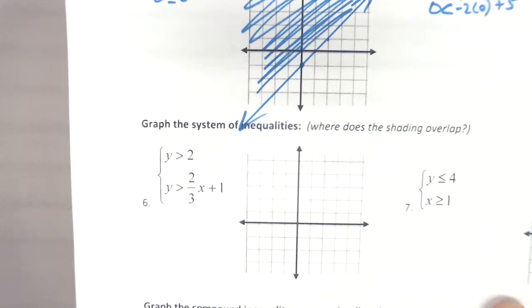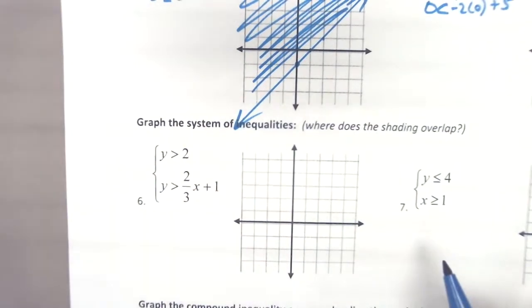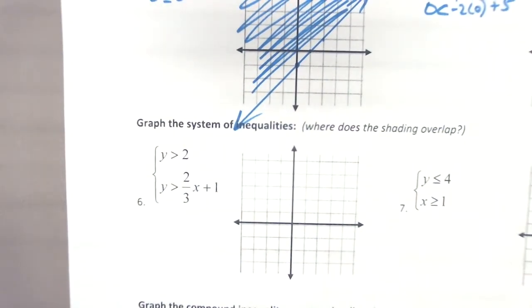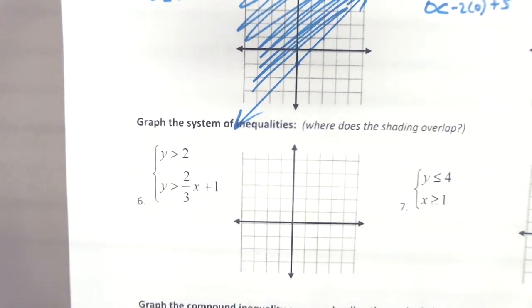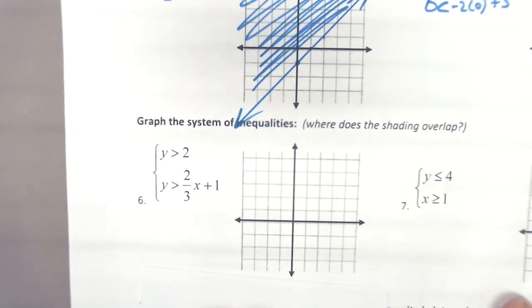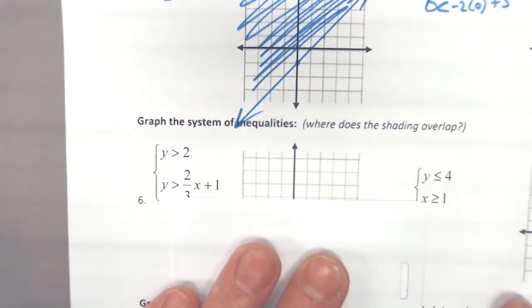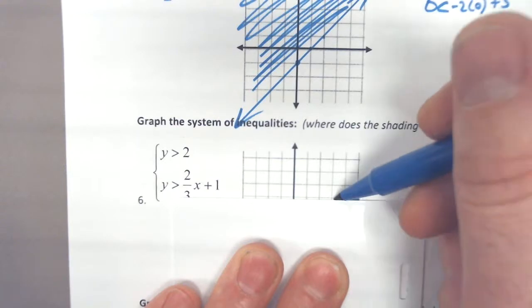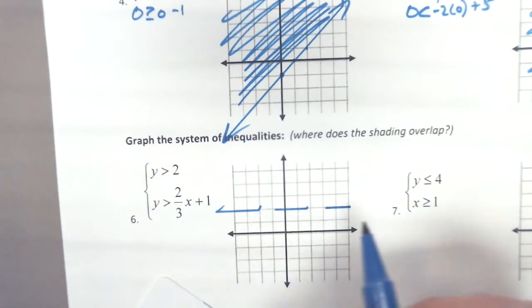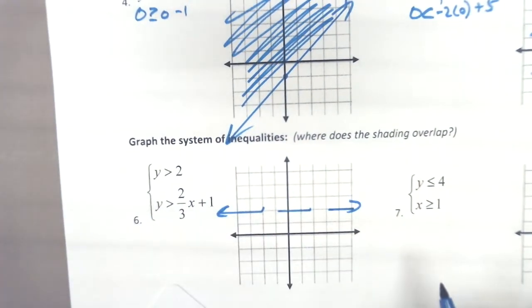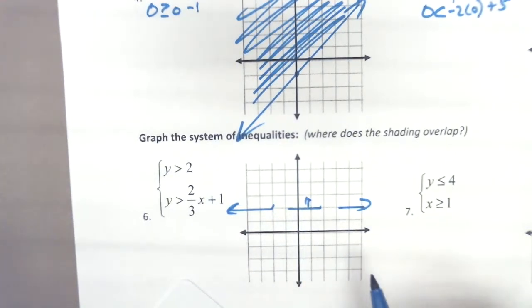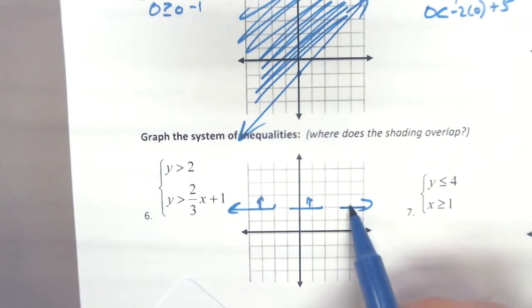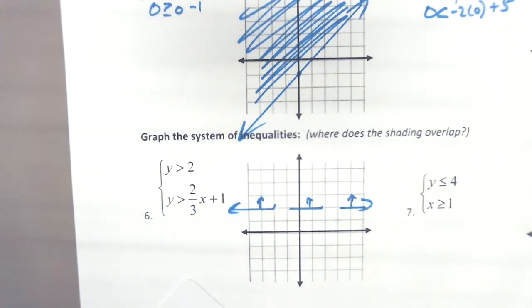In question number 6, we have 2 inequalities, and we're going to shade both of them. Here we have y is less than 2. We know that that is a horizontal line at 2, and it's going to be a dotted line. And since it's greater than, we would shade above the line. So I'm going to put these little arrows in here to indicate that I'm shading above the line.